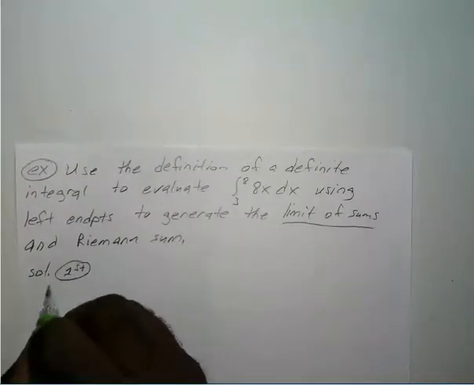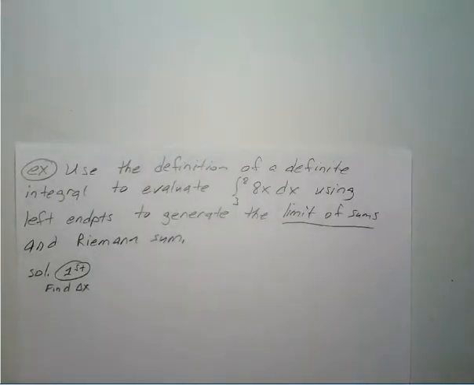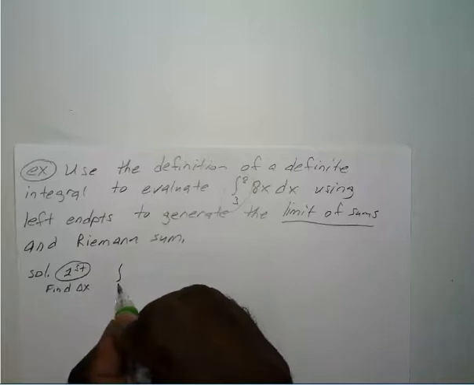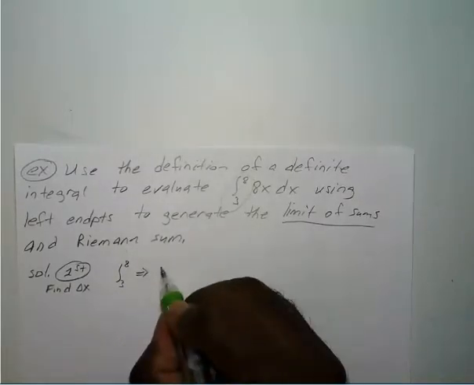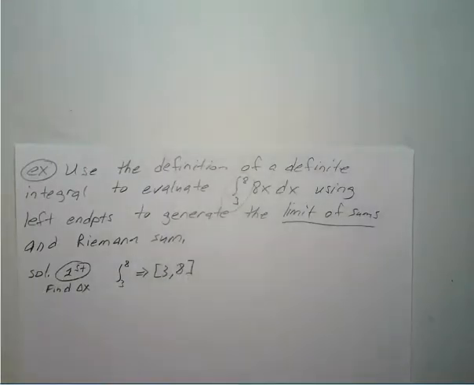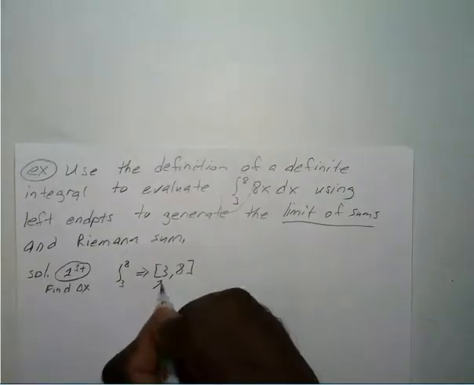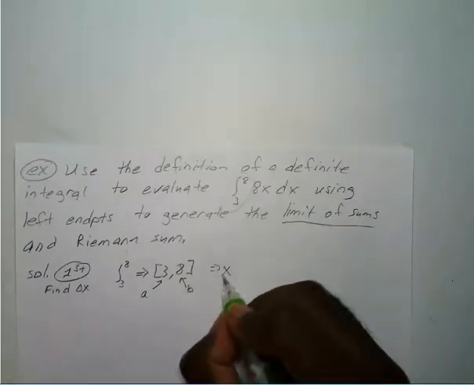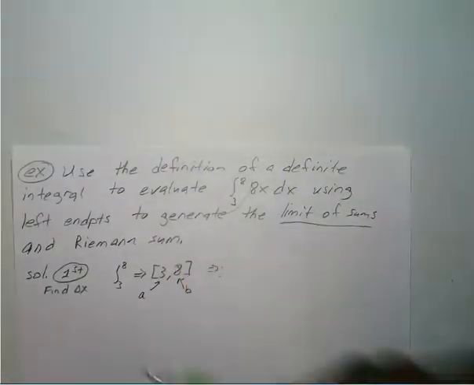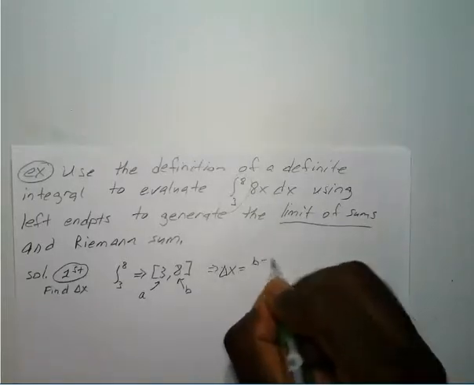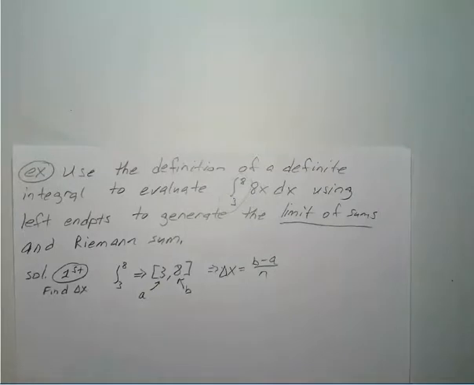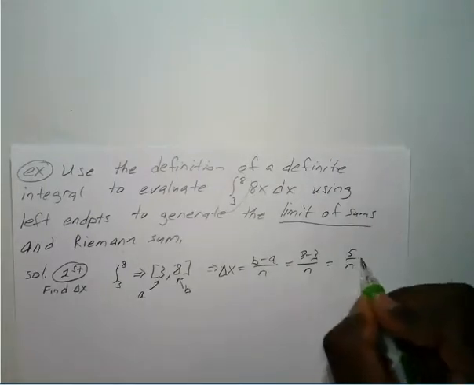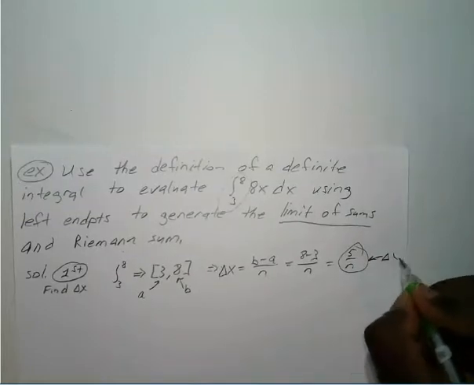So your first step, you're going to find your delta x. Okay, and we use our integral right there. So we know that the integral from 3 to 8 is just the same as the interval from 3 to 8. Okay, so we know our 3 is our a, and our 8, that's our b value. So we know that, not x of 0, delta x is equal to b minus a over n. Okay, which is 8 minus 3 over n, which gives us 5 over n. Okay, so we have our delta x.